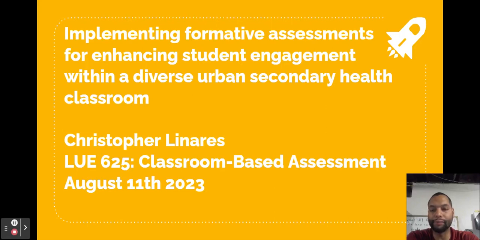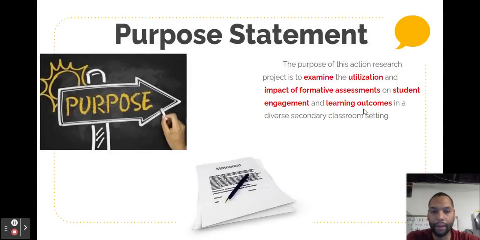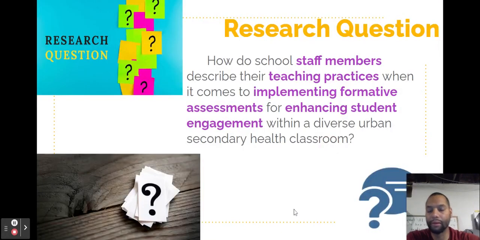Implementing formative assessments for enhancing student engagement within a diverse urban secondary health classroom. The purpose of it was to examine the utilization and impact of formative assessments on student engagement and learning outcomes. The research question was, how do school staff members describe their teaching practices when it comes to implementing formative assessments for enhancing student engagement within a diverse urban secondary health classroom?